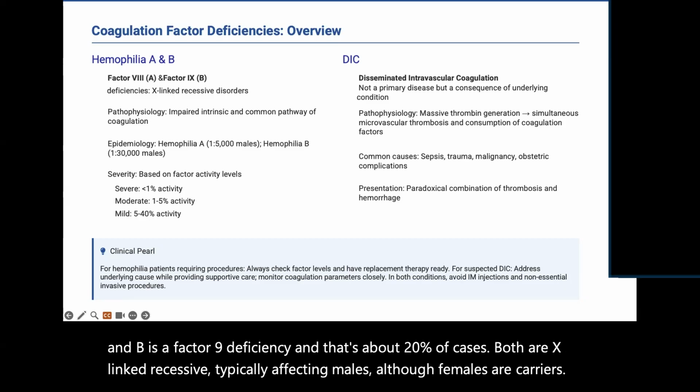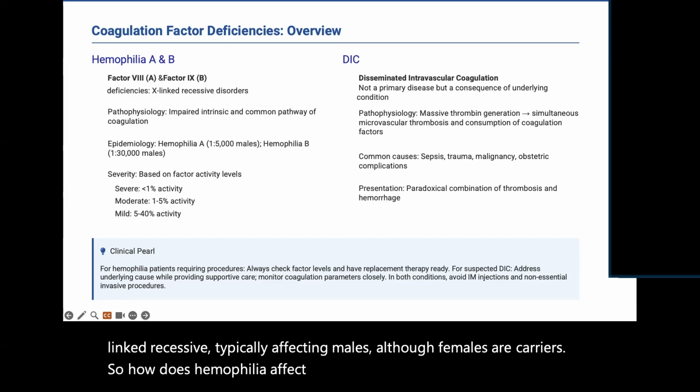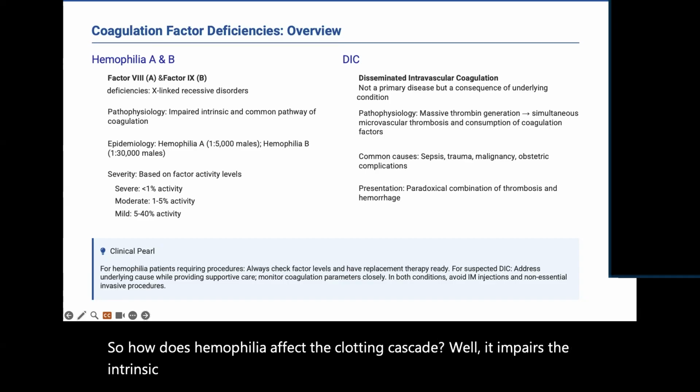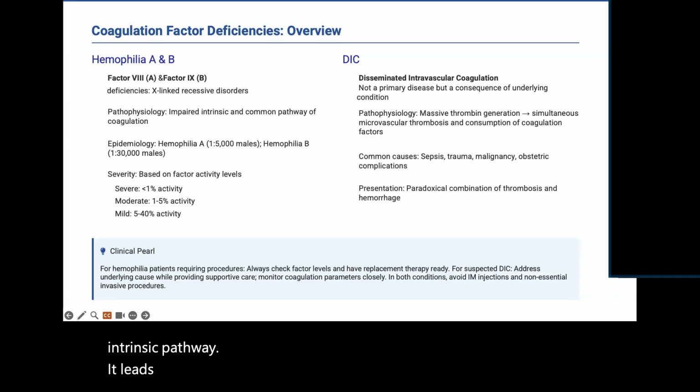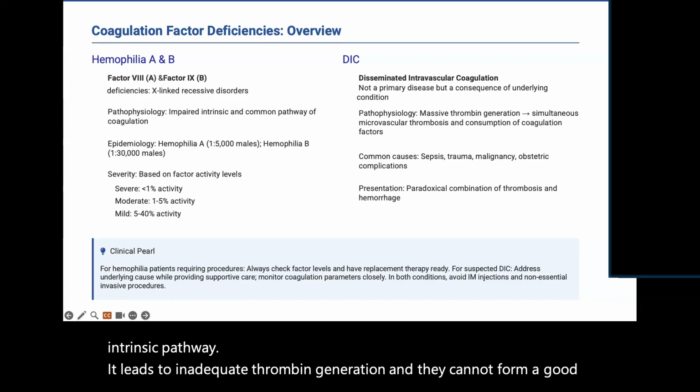So how does hemophilia affect the clotting cascade? Well, it impairs the intrinsic pathway. It leads to inadequate thrombin generation, and they cannot form a good fibrin clot.